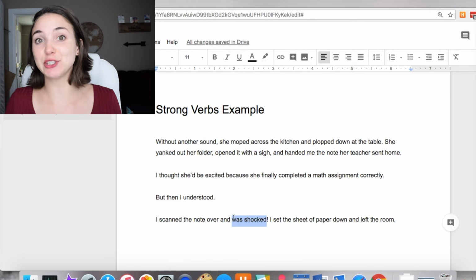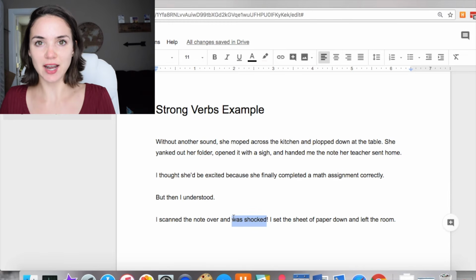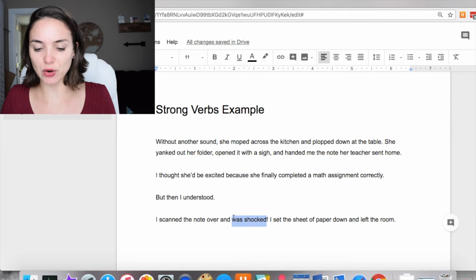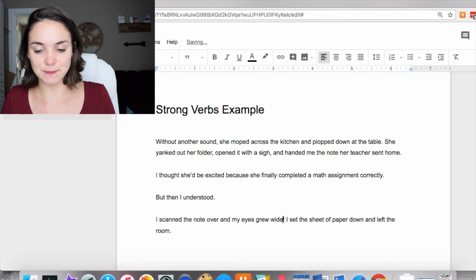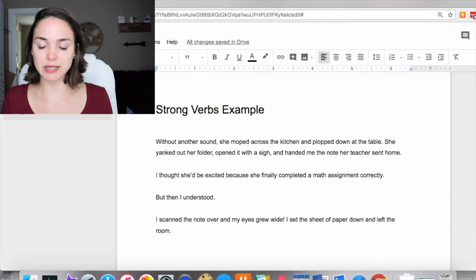Instead, and this has a lot to do with showing versus telling, strong verbs and showing versus telling are very much interconnected. So when I say "was shocked," what I really want to do is replace "was" with verbs that paint a more vivid picture. So, "I scanned the note over and my eyes grew wide." That paints the same kind of picture as "I was shocked." It's kind of like, oh my gosh, what am I reading?